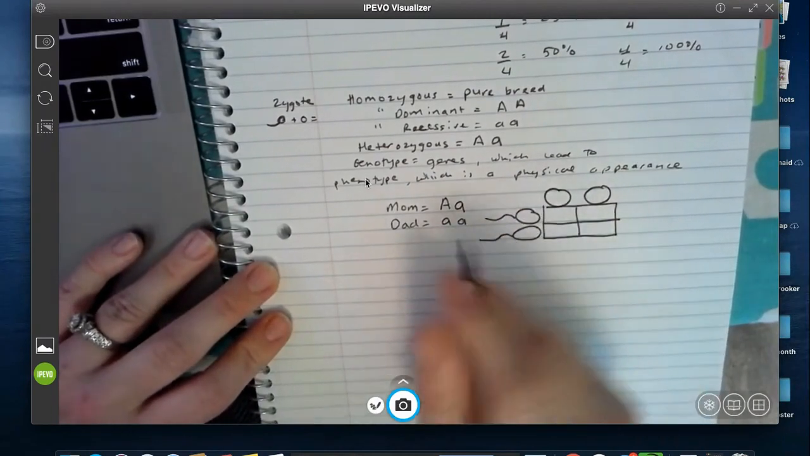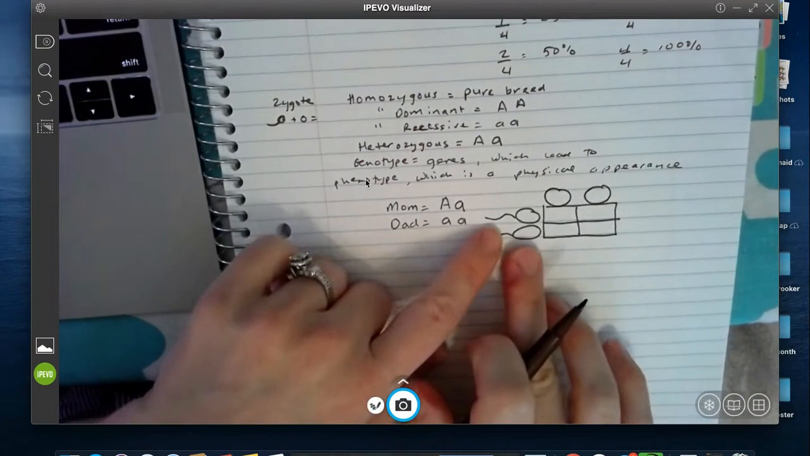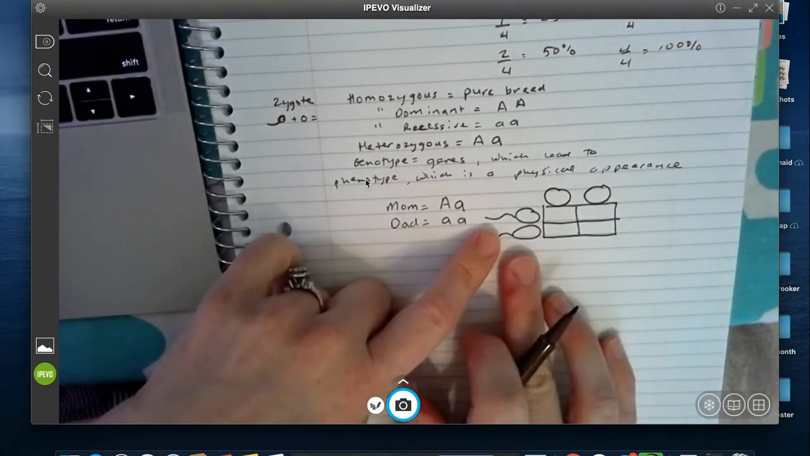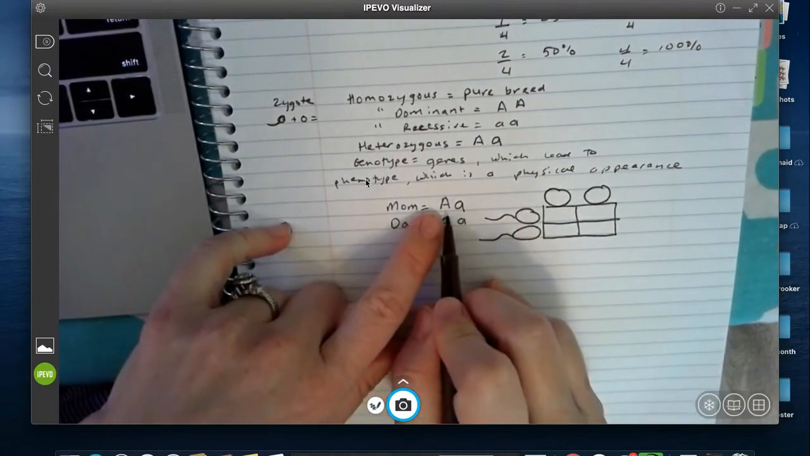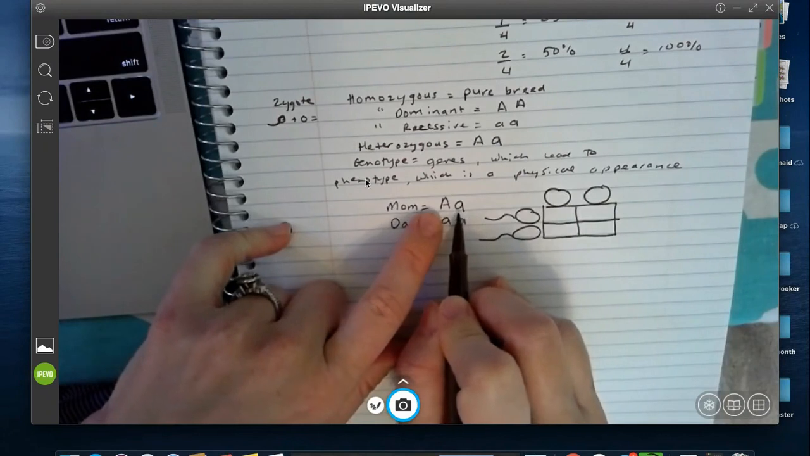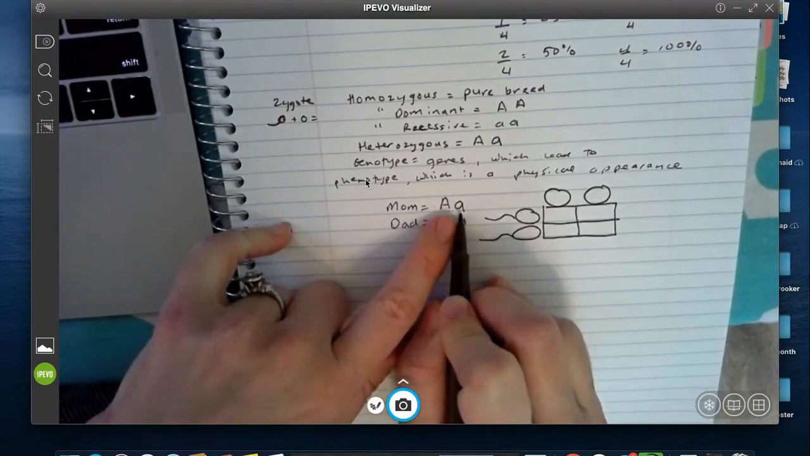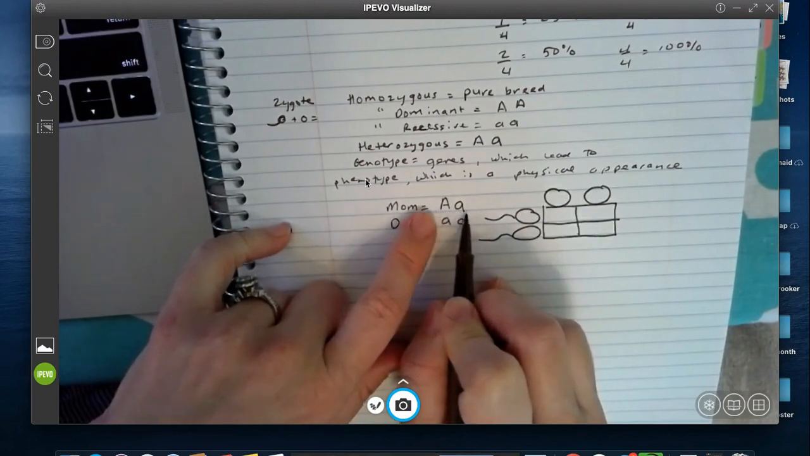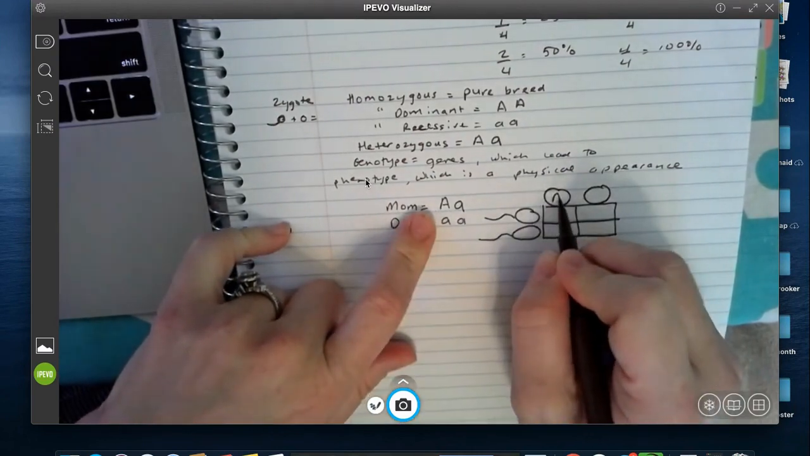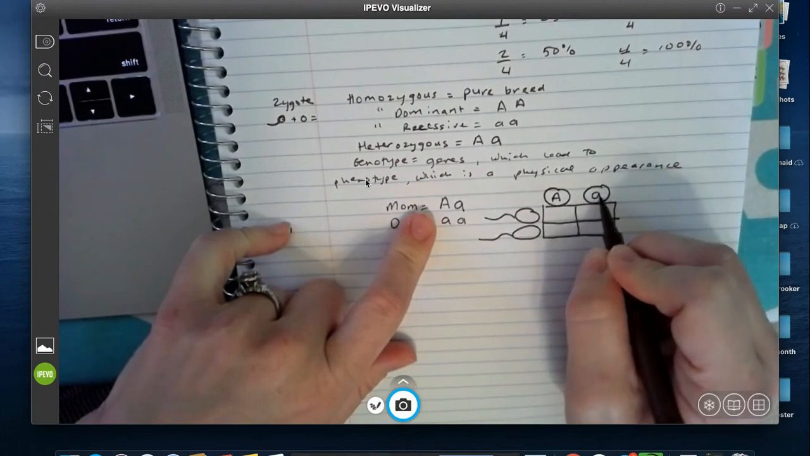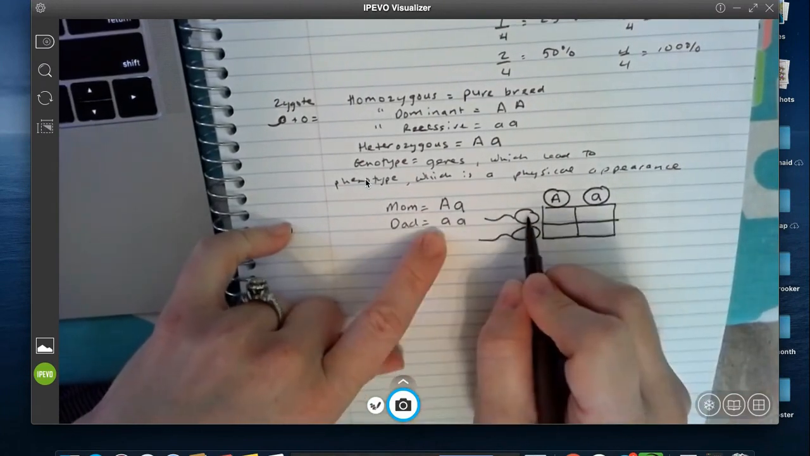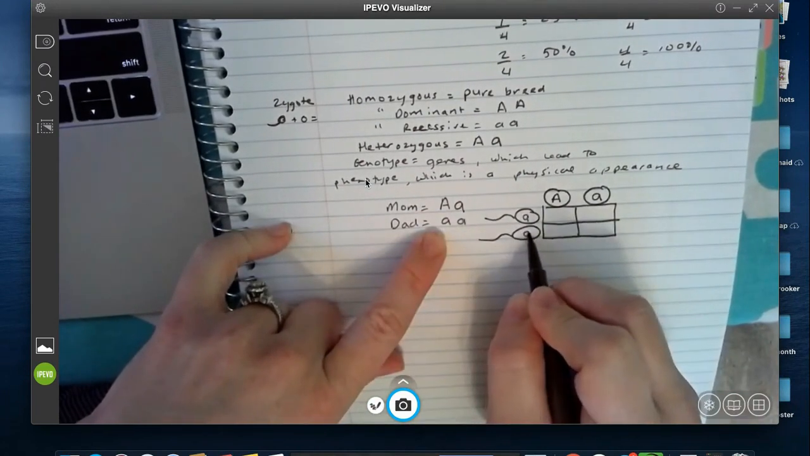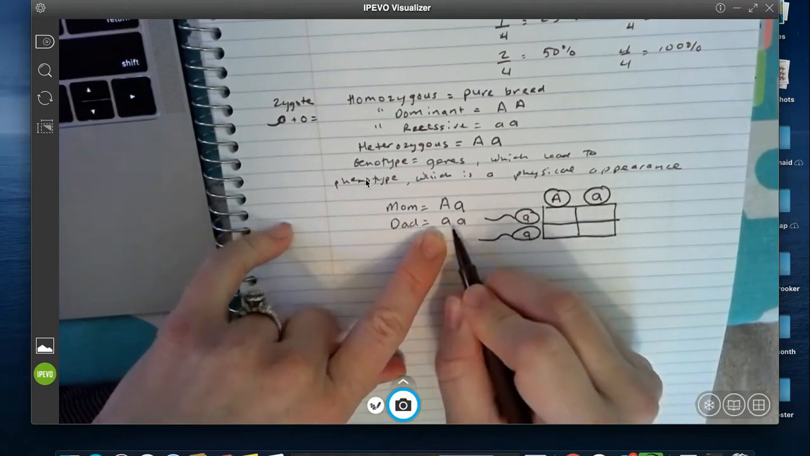And remember from the meiosis letter, you only have 1 allele per gamete or egg or sperm. So for mom, I separate these two because one will go to one egg, the other will go to another egg. This is called the law of segregation. They separate when they make eggs. So I'll put a capital A here and a lowercase a there. And for dad, his sperm will always be lowercase a because he's homozygous recessive.